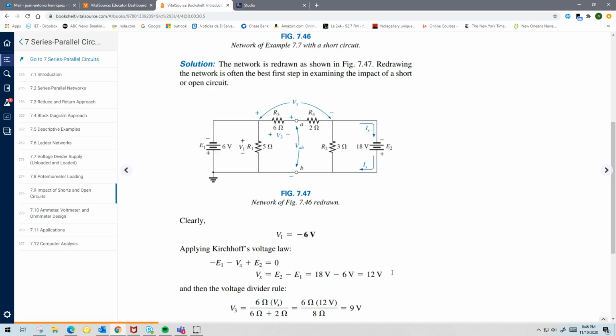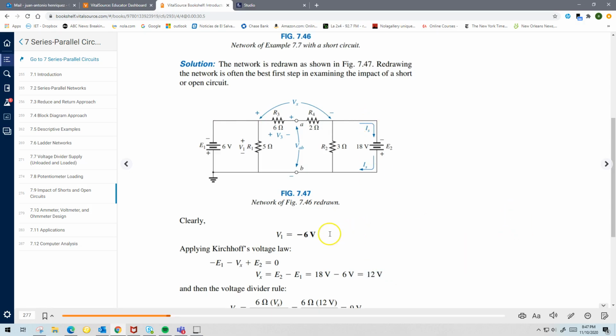By the way, you could have also figured that out by saying, well, Vx, because if you look at these two endpoints, at this point this voltage is minus 6 volts, and at this point this voltage is minus 18 volts. Vx is the difference of those two voltages, right? So Vx is minus 6 minus 18, or minus 6 plus 18, which gives you 12 volts. See? So that also checks.